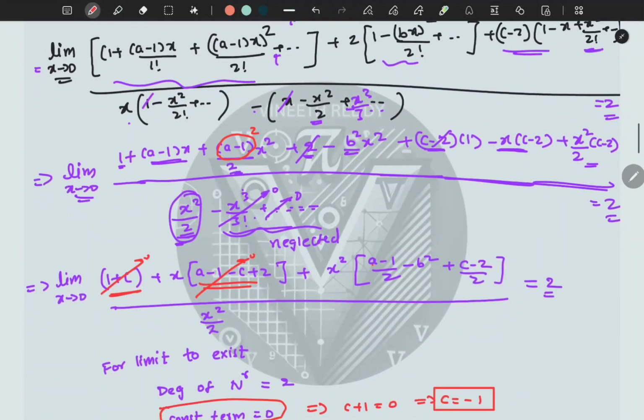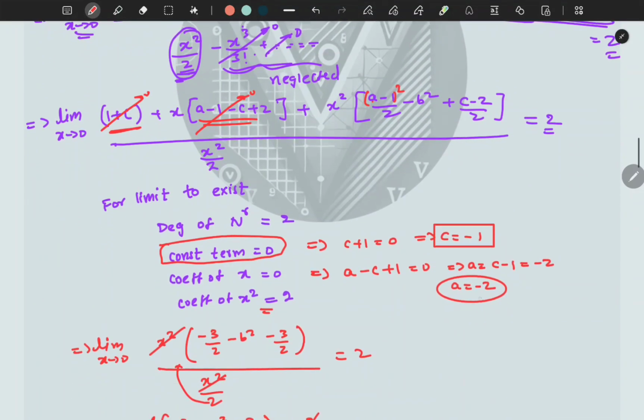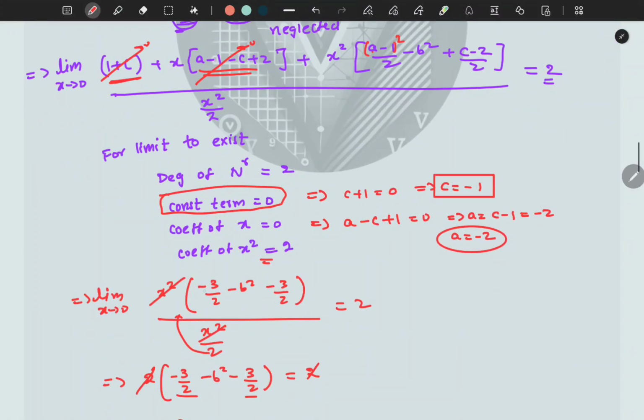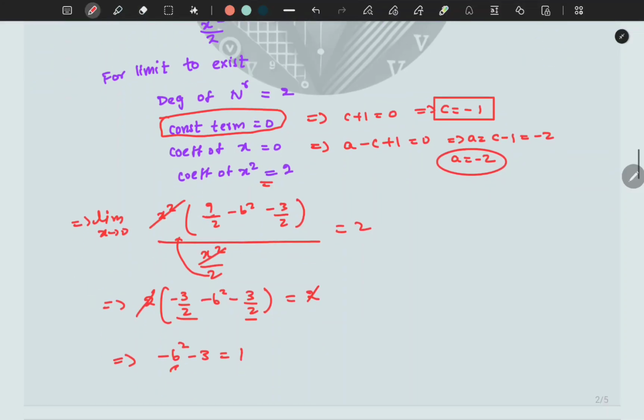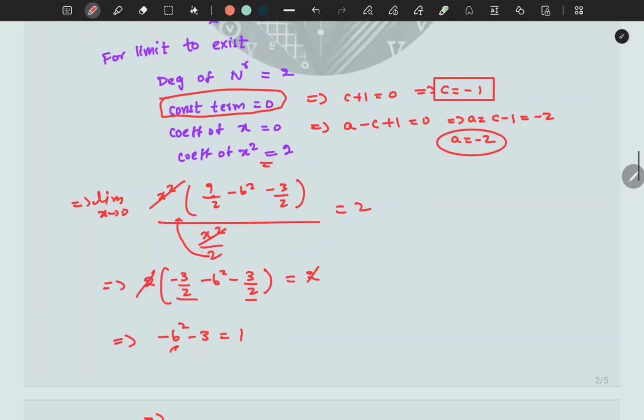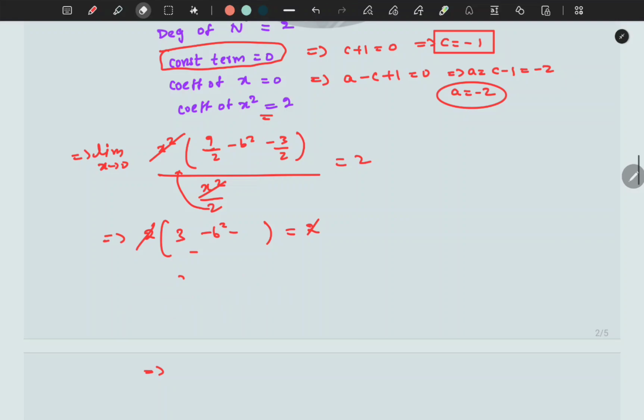So what will change is the coefficient of x square. So this should be (a minus 1) whole square. Okay. That means what will change here? a is minus 2, minus 1 is minus 3, whole square is 9 by 2. So instead of minus 3, what should we write here? 9 by 2. So 9 by 2 minus 3 by 2 should be 6 by 2. So this term should be 3 minus b square, right?